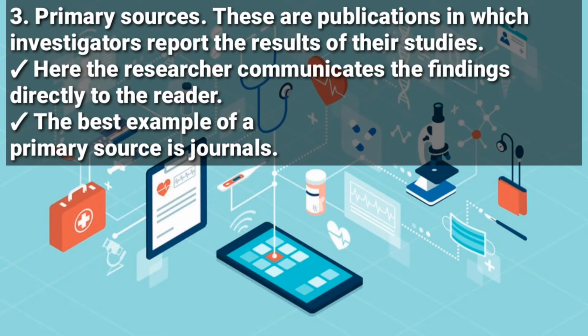An example of a primary source is journals. Primary sources are the best sources of literature review because authors of secondary sources tend to alter the original findings. Primary sources give detailed information about the problem.